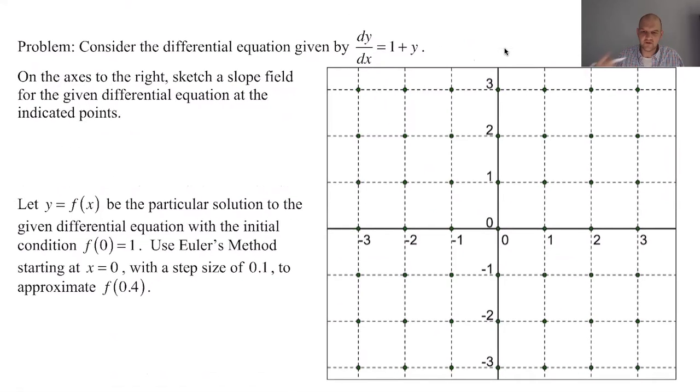So I just add 1 to whatever y is. So for the slope field, not bad. I'm going to add 1 to it. So when y is equal to 0, the slope is going to be 1.